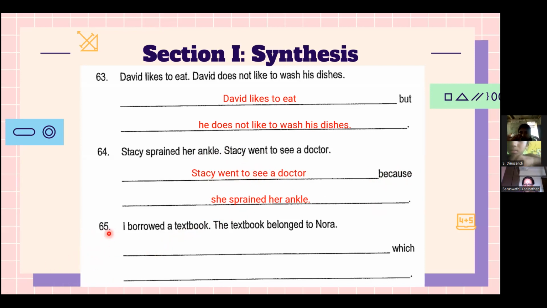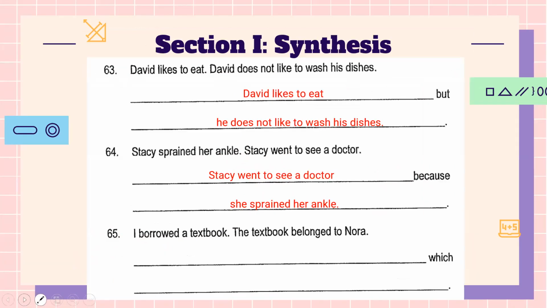Okay, now there's number 65. Everybody, who would like to try? Omas, can you unmute yourself? I borrowed a textbook which belongs to Noah. All right, very good. I borrowed a textbook which belonged to Nora.